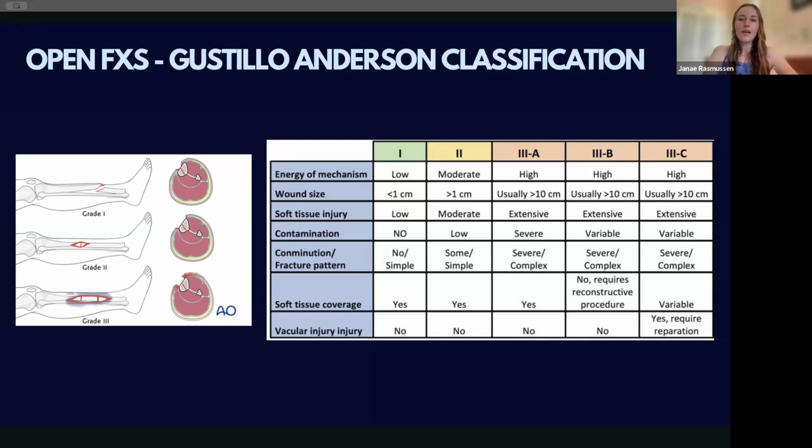so we automatically consider it a type 3. Now, within the type 3, the type A is typically where you can close that wound primarily, or you need some sort of simple soft tissue coverage and there's no vascular injury. Versus type B, this is where you need plastic surgery involved, such as a free flap or other soft tissue augmentation. Type C are those where you need some sort of vascular repair.